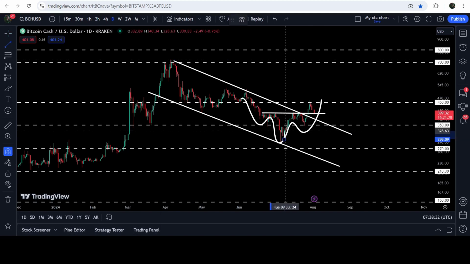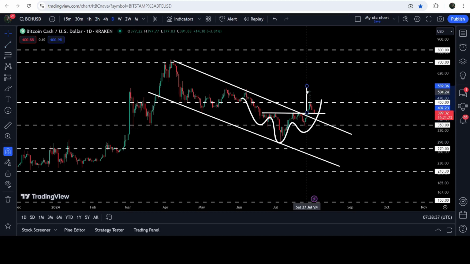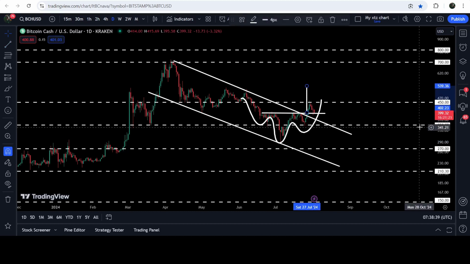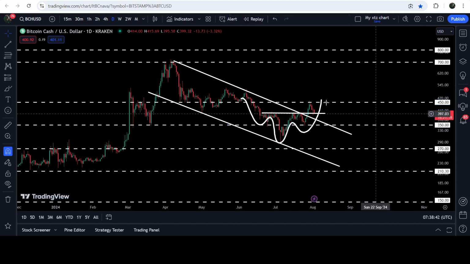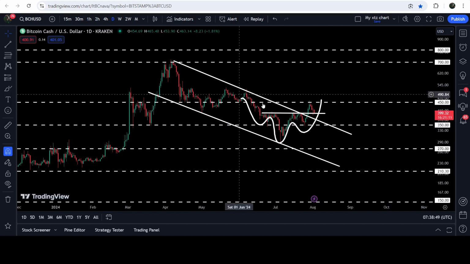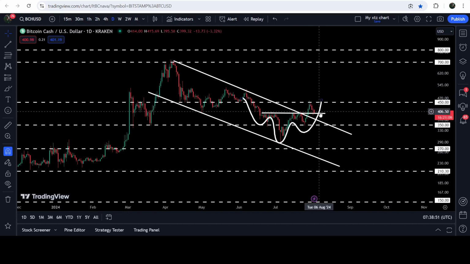Now, if we take a look at the technical target for this breakout from this inverse head and shoulder pattern, that technical target is here, approximately at $540. And if the price line reaches there, then we can also break out this long-term resistance of $450. Right now, you can see that after this rejection by the resistance of $450, the price line is retesting the previous resistance, the neckline of this inverse head and shoulder pattern, as a support. If the price line breaks it down, then it can retest the previous resistance of the channel as a support before the next move to the upside.